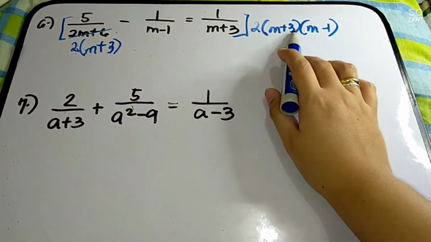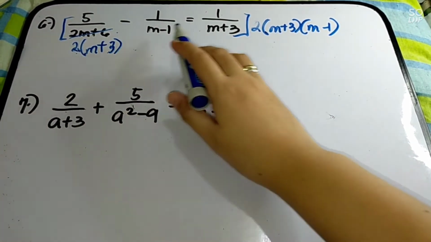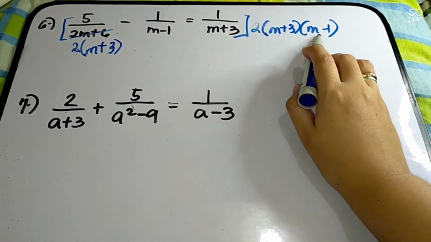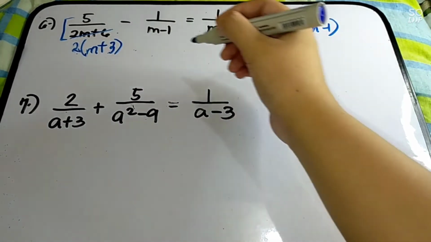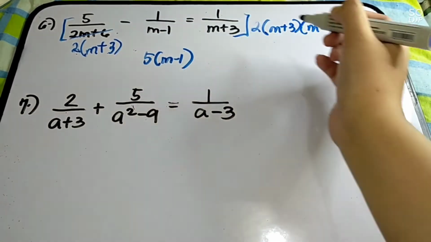So, 2 times m plus 3 times m minus 1 divided by 2 times m plus 3. So, mawawala yung 2 times m plus 3, matitira si m minus 1. I-multiply natin yun kay 5. So, magiging siyang 5 multiplied by m minus 1.